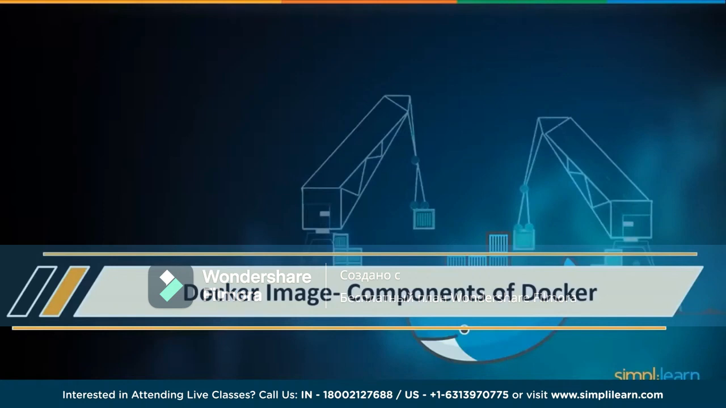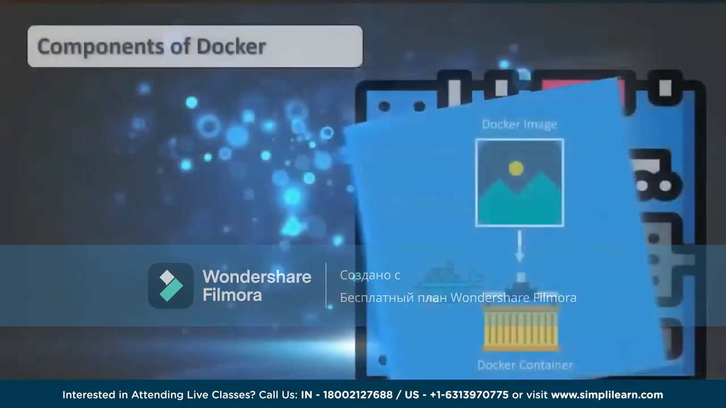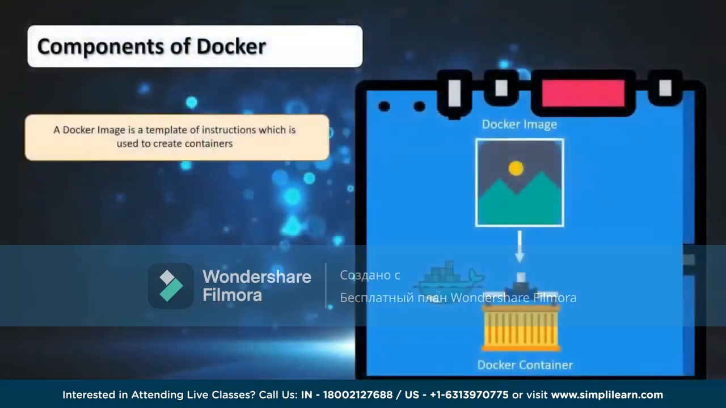Now let's talk about the Docker image in detail. A Docker image is nothing but a template of instructions. It has a couple of instructions which you will use to create a final Docker container. For example, I want to have a Tomcat Apache Docker image. So what are the instructions I have to do?